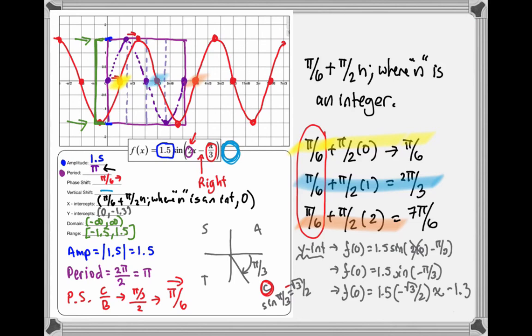So that's how we put all the pieces together. And I've got another example coming up for you, so hang tight.